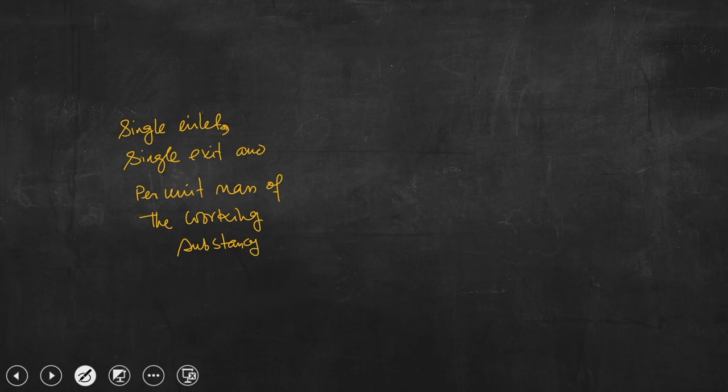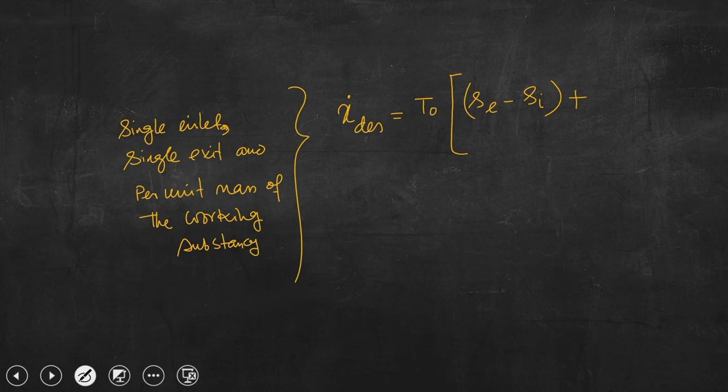Okay. So, we can write this exergy destruction equal to T naught into S exit minus S inlet plus Q exit by T boundary exit minus Q in by T boundary in. So, basically you know that heat is added to the system, Q in, and heat is rejected from the system.